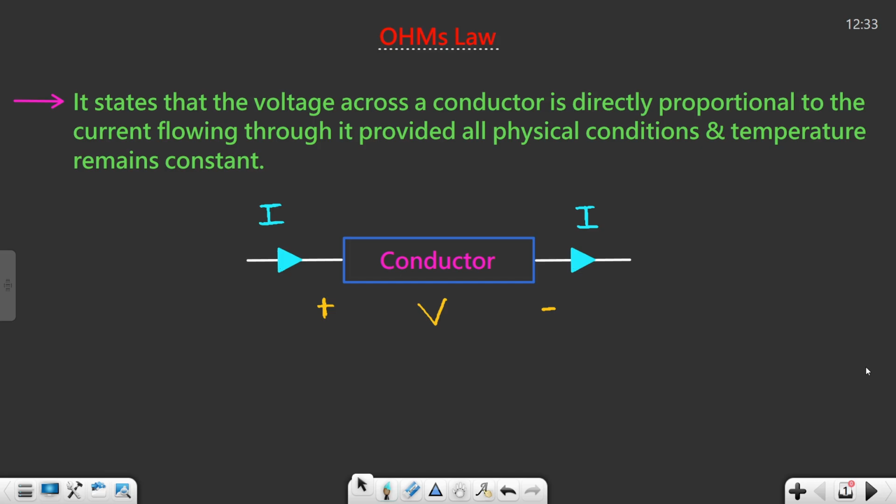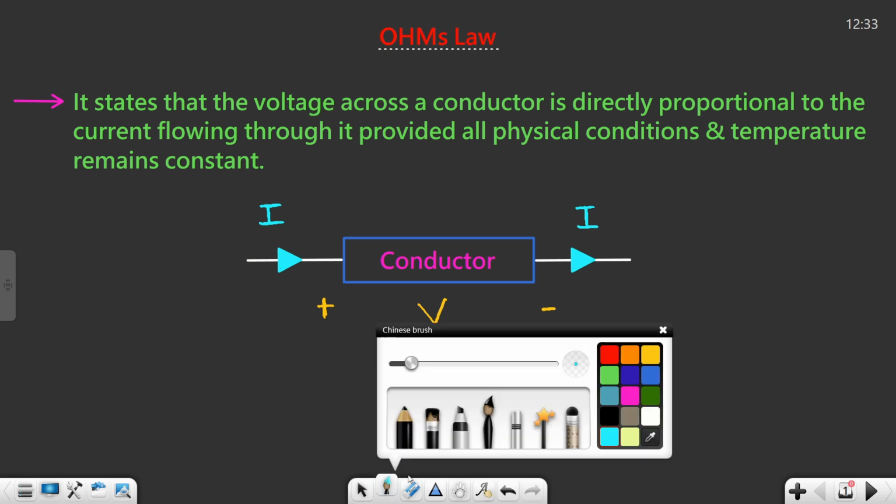Hello engineers, welcome to the new video of the course. In this particular video we are just going to understand what exactly Ohm's law is. We are just going to understand its definition, that's it. As you can see over here, I have mentioned the definition of Ohm's law.